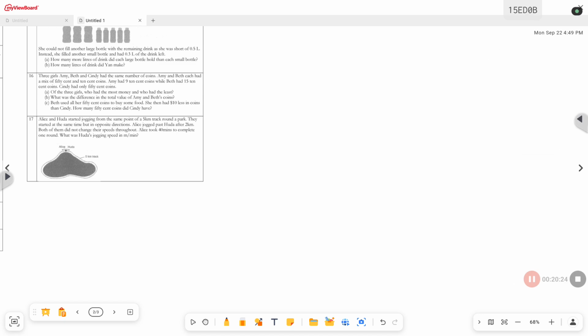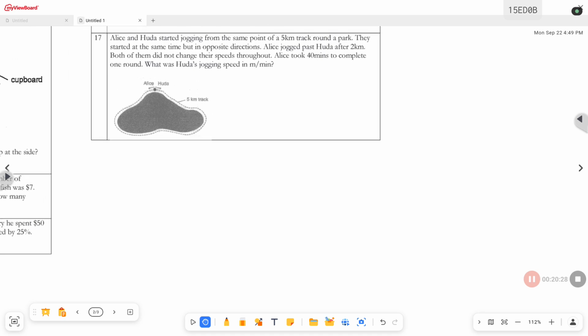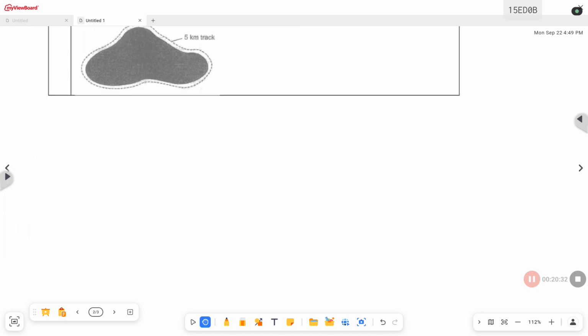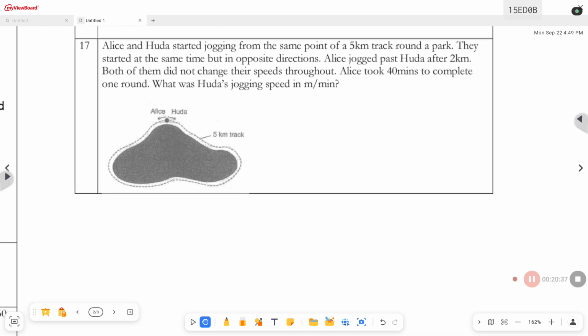Okay, I hope that you have done the very last question, which is question number 17. So let's go through this question right now. So we have Alice and Huda. They say that they start jogging a 5 km track. So what does that mean? It means that the whole one round is 5 km. They started at the same time, but they move in opposite direction.